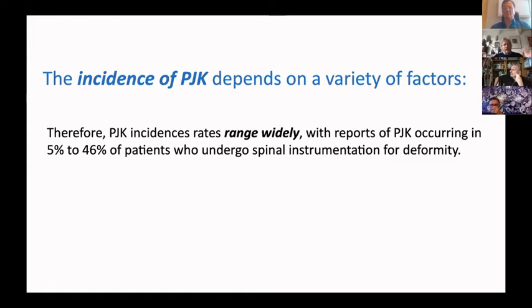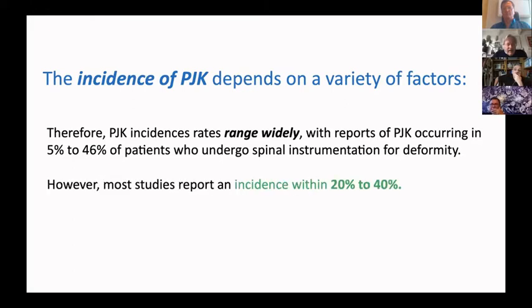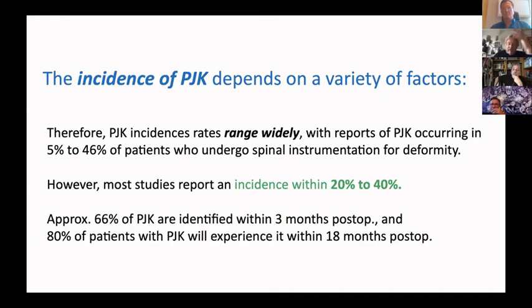But when we talk today about patients who are older than 65, you can basically assume that about 20 to 40% of the patients with an adult deformity develop PJK after the surgery. In about 2/3 of the PJK cases, it arrives within 3 months after the surgery, so it occurs pretty fast. And certainly 80% of the patients with a PJK have this problem within 18 months after the surgery, most of them very early on.